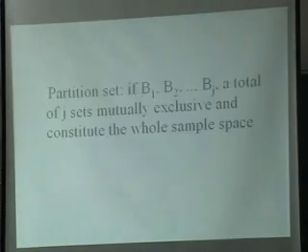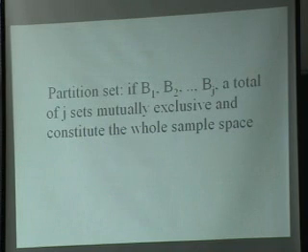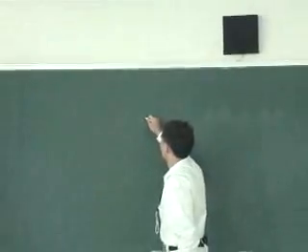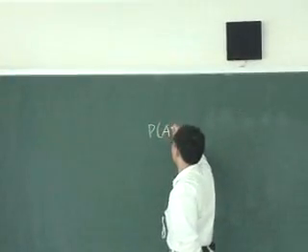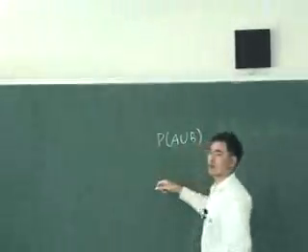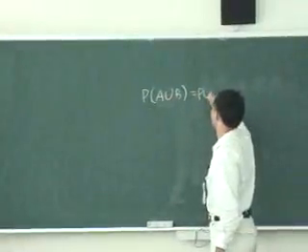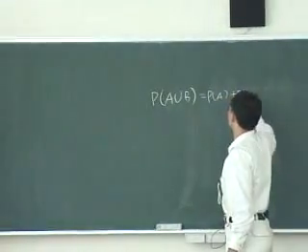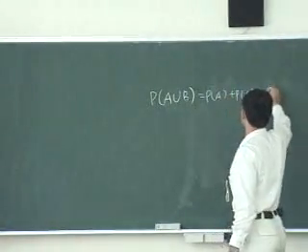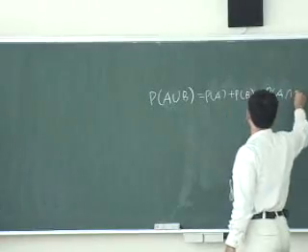And of course, if you remember, we talked a little bit about the algebraic formula, right? So if we want to know P(A or B), or you say A union B, then it is equal to P(A) plus P(B) minus P(A and B), right?